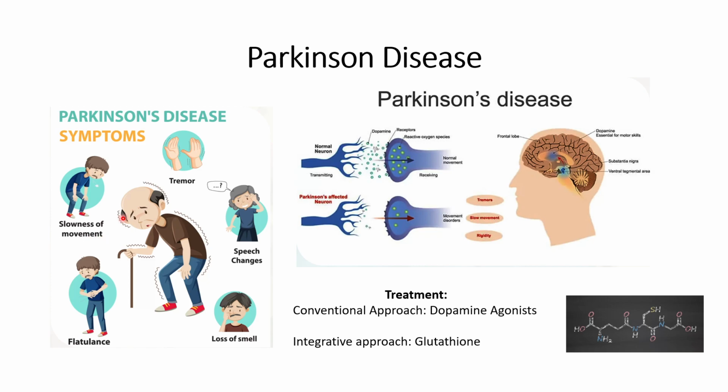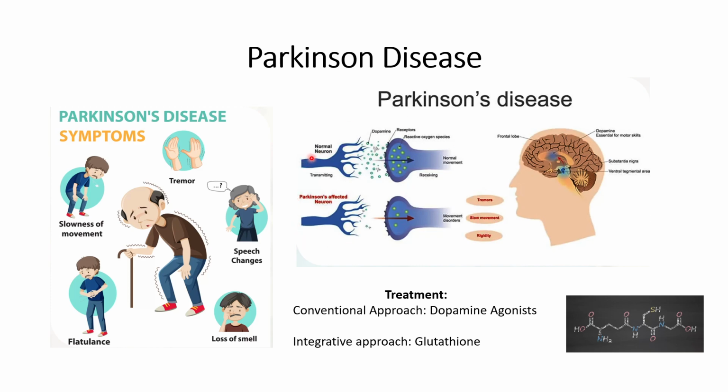Slow movement, tremors, meaning continuous shaking of a certain part of the body, speech changes, where they are not able to speak properly, loss of smell, flatulence. And the main reason for this is that Parkinson disease is a neurodegenerative disease. The neuron stops functioning normally, as shown in this figure.